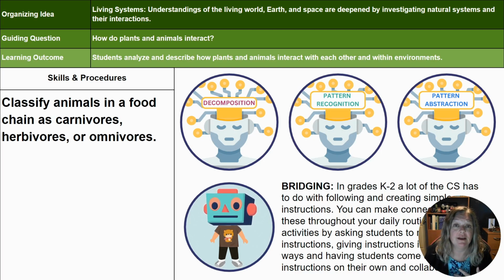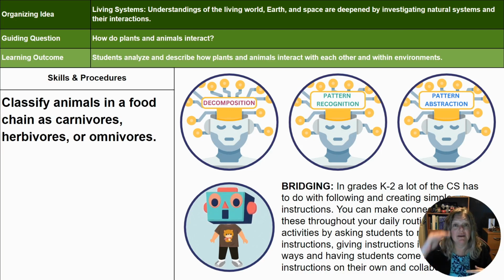So when we are taking something, it can be an object. In this case, we're talking about animals and classifying them in a food chain. We are going to start talking about carnivores, herbivores, or omnivores now in grade 3. So we are going to be looking at animals for specific traits that define them as these three things. When we're looking at a specific trait, we are doing that decomposition piece. If all I care about is what an animal eats, it really doesn't matter if it walks on 4 legs or 2 legs. The only thing that matters is what it eats.